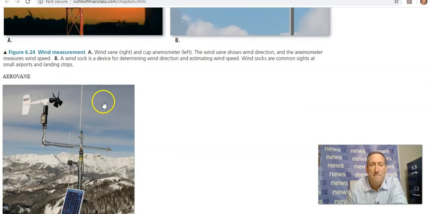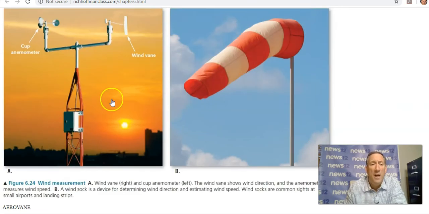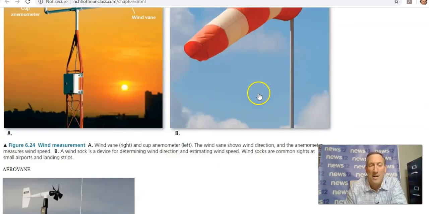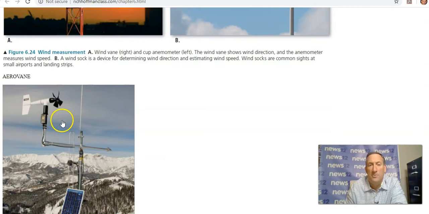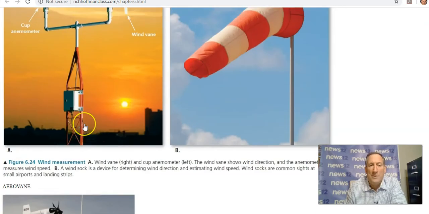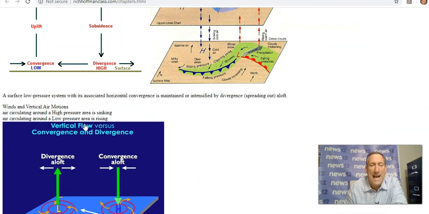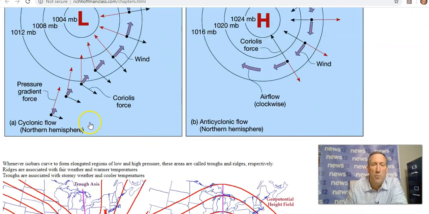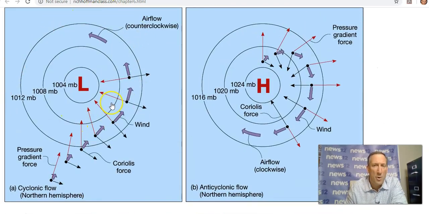So that's how we measure the actual wind. The wind vane only measures direction, the cup anemometer measures wind speed, the wind sock measures speed and direction, and an aero vane also measures speed and direction. Also, we have Doppler radar, which can measure and estimate wind speed and direction. So that's one of the things that we look at: how is the wind moving. It's very important to understand the wind flow around low pressure and the wind flow around high pressure.